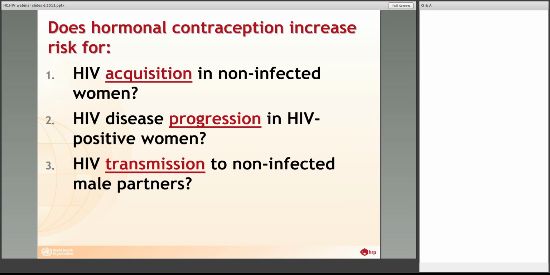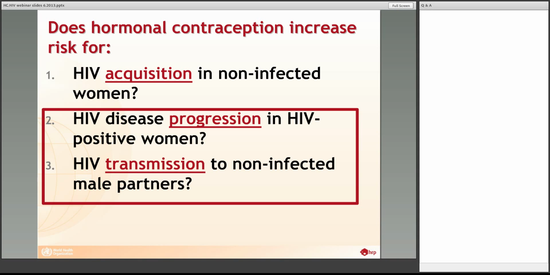So the other two questions were regarding whether hormonal contraception increases a risk of HIV disease progression and HIV transmission. So that's what I'm going to talk about now. Basically, this is the category in the MEC that looks at the risk of hormonal contraceptives for women living with HIV.